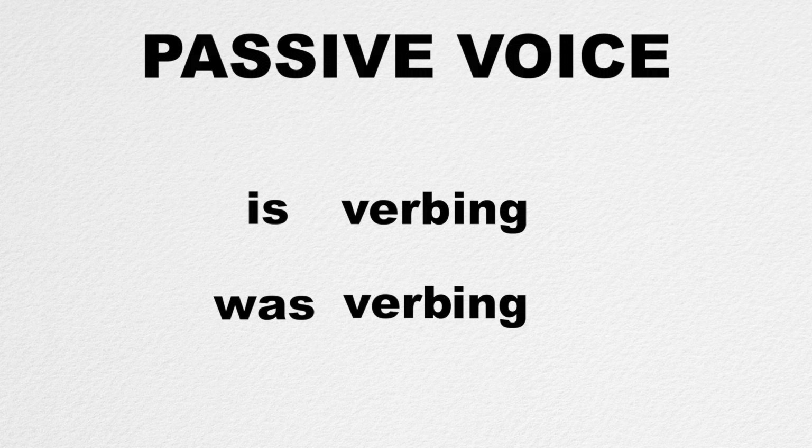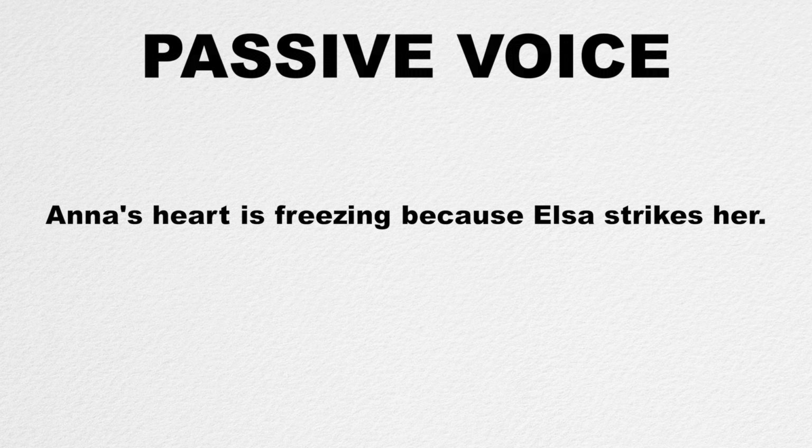Sentences with passive voice have the word is or was in front of it, and the verb after it ends with ing. A sentence with passive voice would sound something like, Anna's heart is freezing because Elsa strikes her. So you can see how we have the word is right here, and then our verb ends with ing.